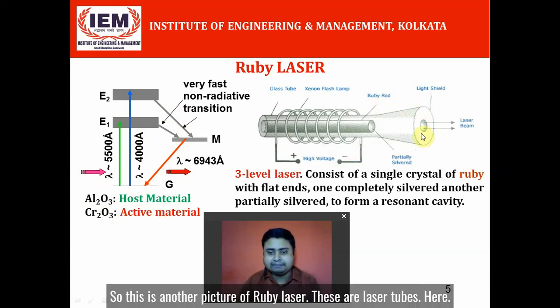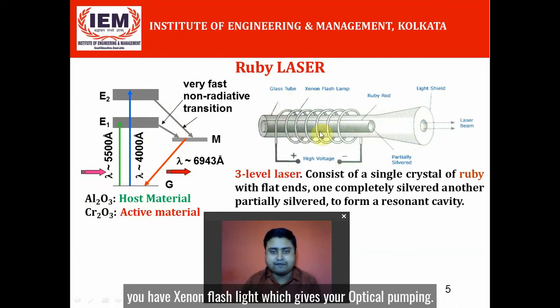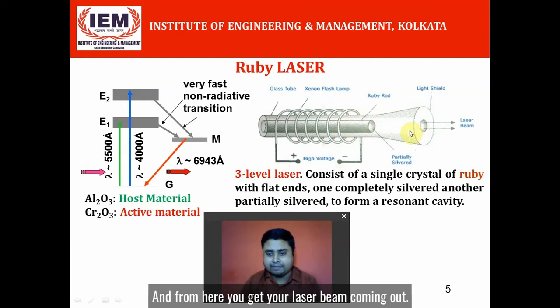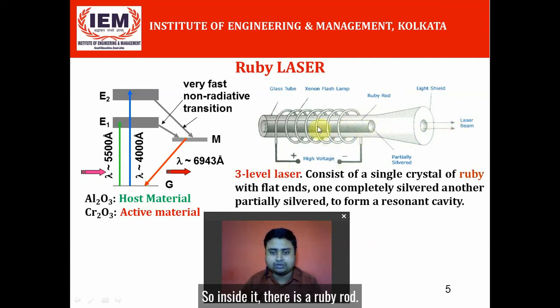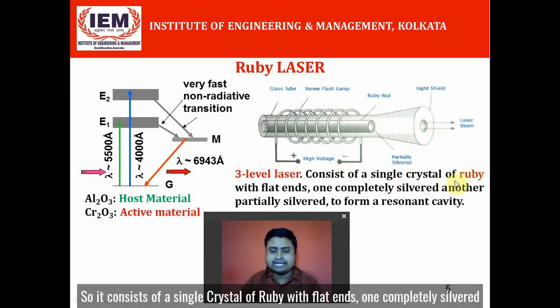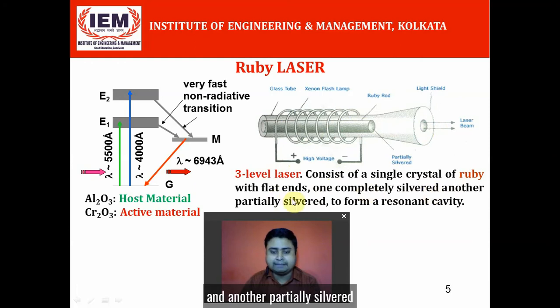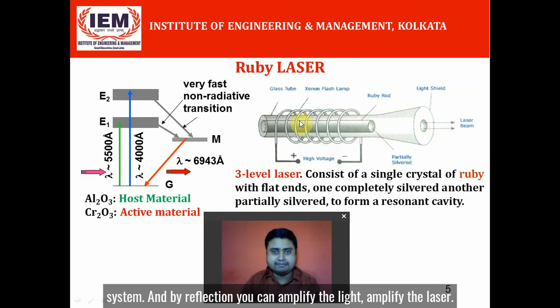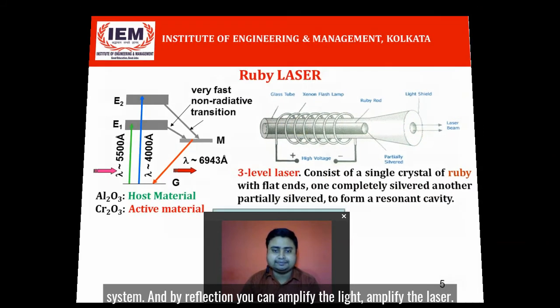So this is another picture of ruby laser. This is a laser tube. Here you have a xenon flashlight which gives your optical pumping, and from here you get your laser beam coming out. Inside it there is a ruby rod. It consists of a single crystal of ruby with flat ends, one completely silvered and another partially silvered, so that it can act as a resonating system, and by reflection you can amplify the laser light.